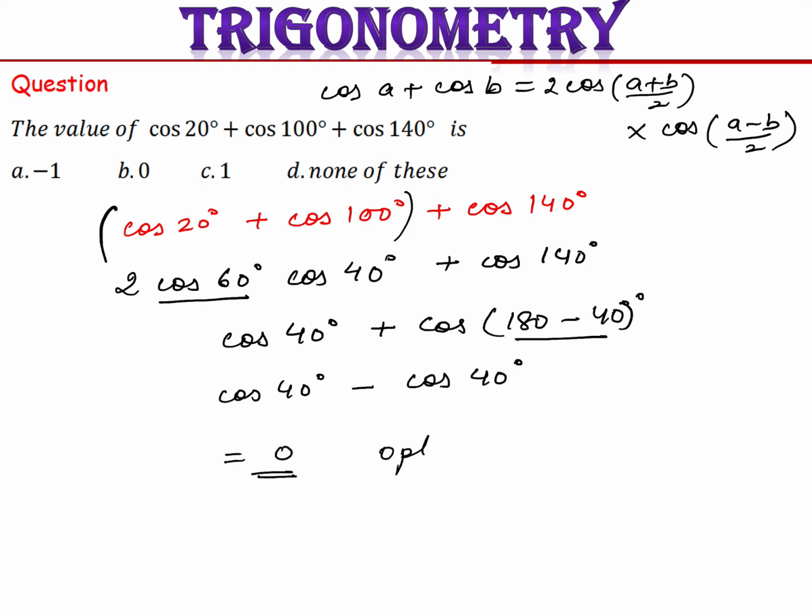So option B is my answer. I hope this question is clear to you. So remember this formula, cos A plus cos B is equal to 2 cos (A plus B) by 2 into cos (A minus B) by 2. So the question becomes very simple afterwards. So we move to the next question now.